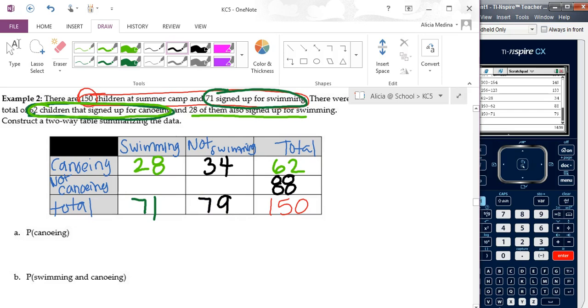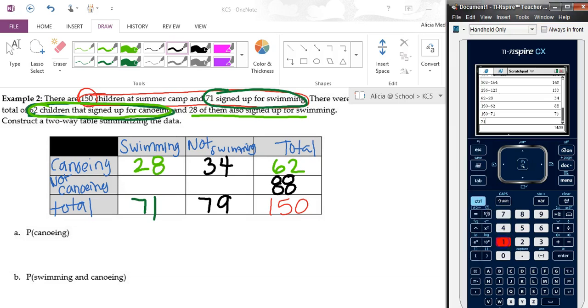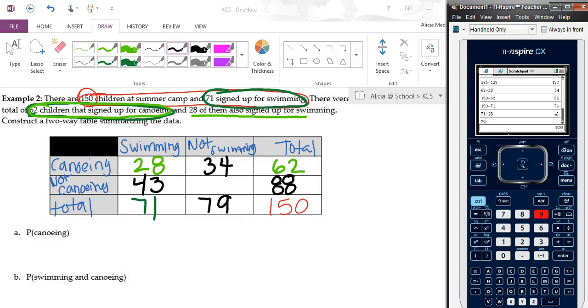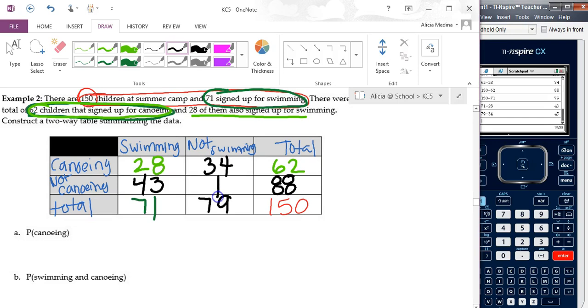Now we can go ahead and figure out the amount of people that are swimming and not canoeing, or not doing either of them. So of my 71, I'm going to go ahead and subtract the people I know are swimming and canoeing. And that's going to give me 43 people that are not doing canoeing, but they are swimming. I'm also going to take my 79 for my total people that are not swimming. And I'm going to subtract the people that are canoeing so that I can figure out how many people are not doing either. So that's going to be 45.